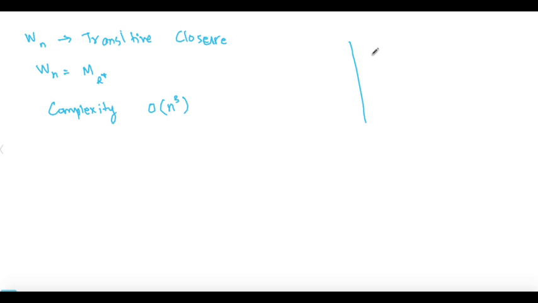Why? ORing all matrices is of the order of approximately n to the 4. Okay, so this is a small demonstration of how Warshall's algorithm works.